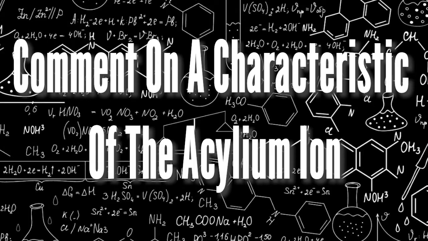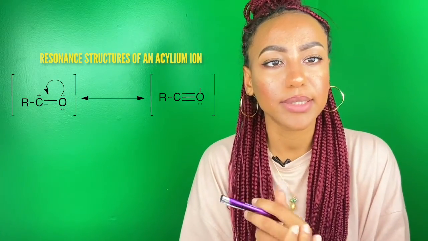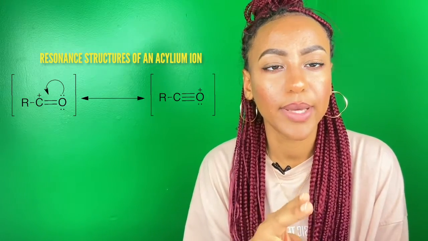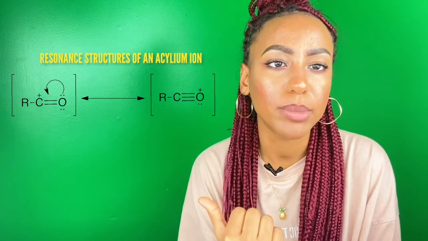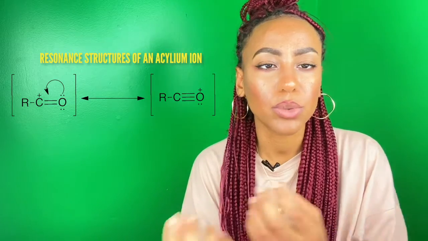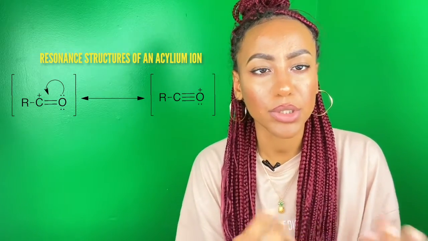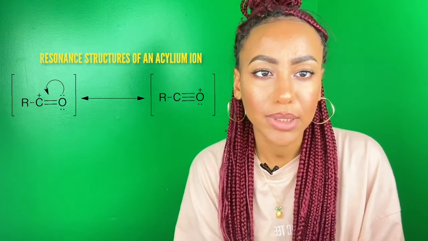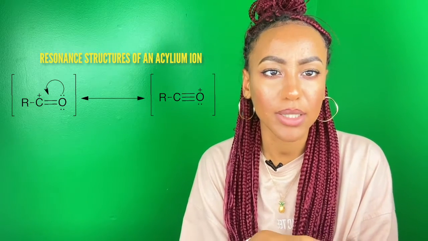20. Comment on a characteristic of the acylium ion. So the acylium ion is resonance stabilized. There are 2 lone pairs on the oxygen of that carbonyl group. Because of that, the acylium ion is able to resonate between 2 different structures. This allows it to become resonance stabilized.